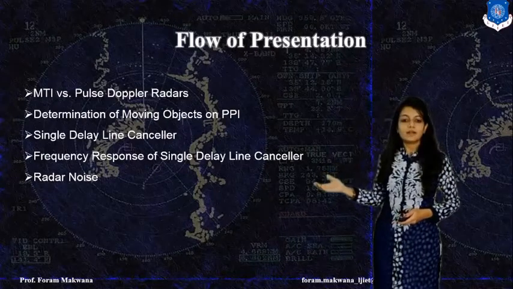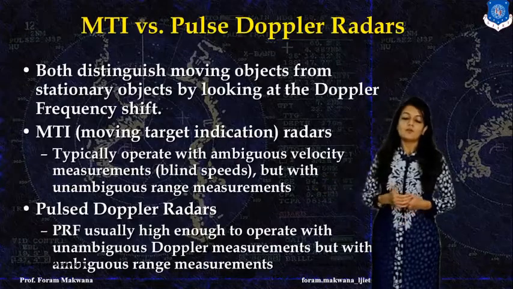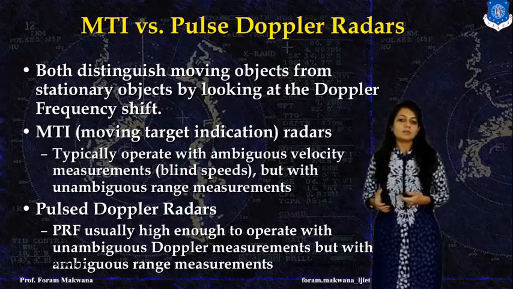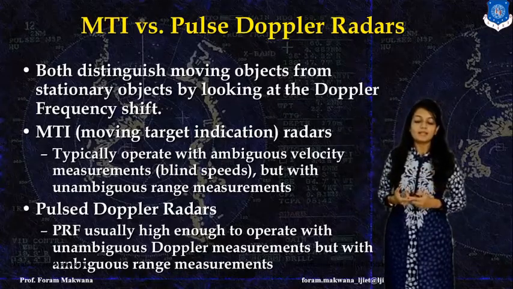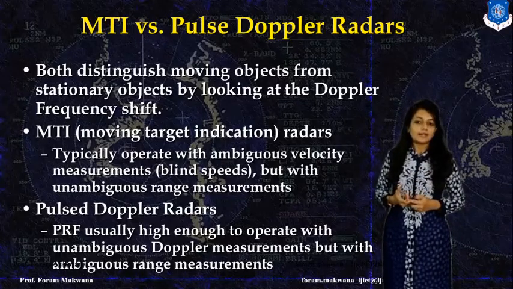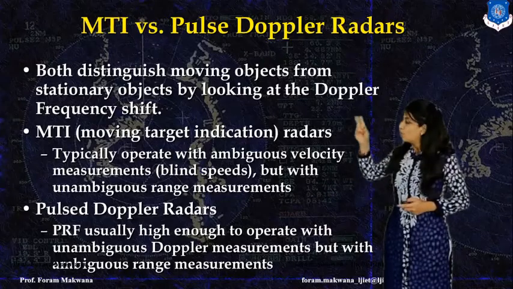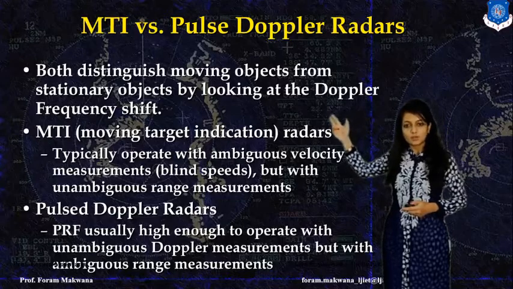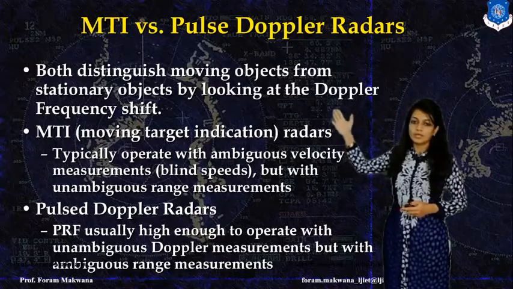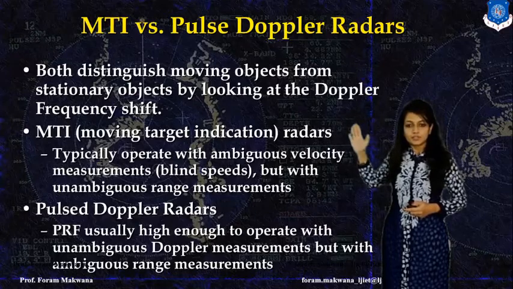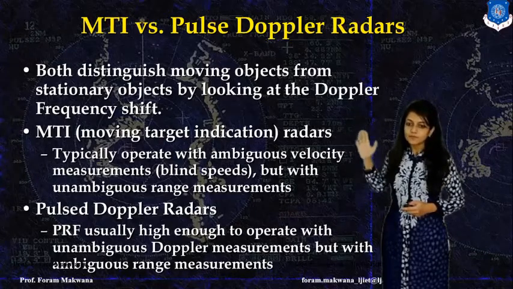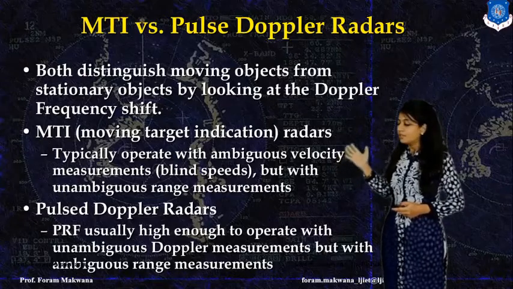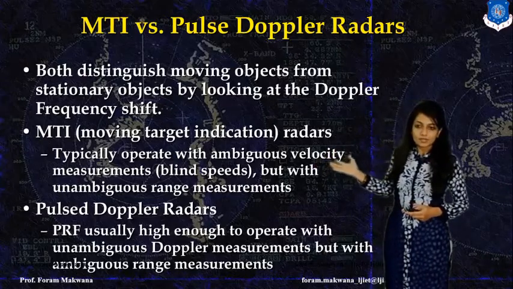And what are different radar types? First of all, what is the basic difference between the MTI and the Pulse Doppler radar? MTI stands for Moving Target Indicator. Both radars distinguish moving objects from the stationary objects just by looking at the Doppler frequency shift. Alright? So the moving target indicator, which determines the moving objects.